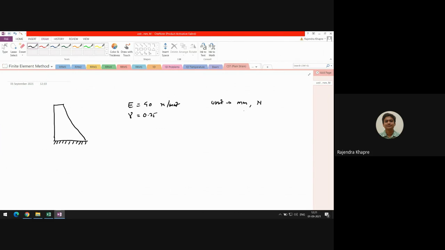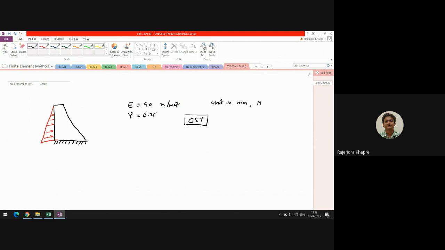Okay, so we have to analyze this, and let us say this particular structure is subjected to a triangular loading. It is something like this. Okay, so we have a triangular loading. Now how to take care of triangular loading, that we will see. First of all, we have to discretize the structure, and then we have to find out the stiffness matrix. And for this purpose we have to use the CST element, that is constant strain triangular elements.